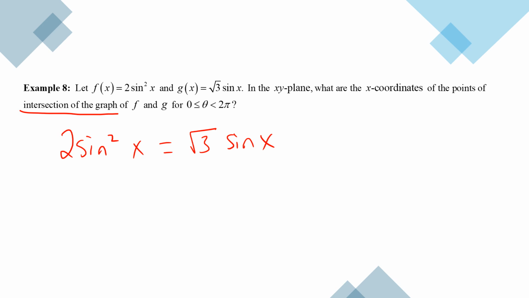Remember, if it's overwhelming to see trig on both sides, what can you do? You can use u substitution. If it's too much, you can rewrite it. So for u substitution, this becomes 2u squared equals square root of 3u. And u is just what for us right now? Sine x. So we're going to solve this as normal until we get down to what we need.